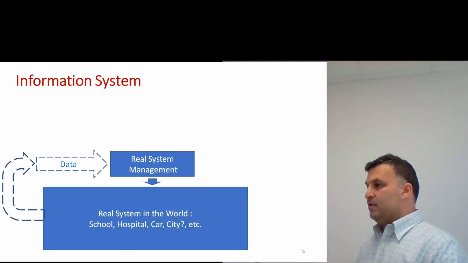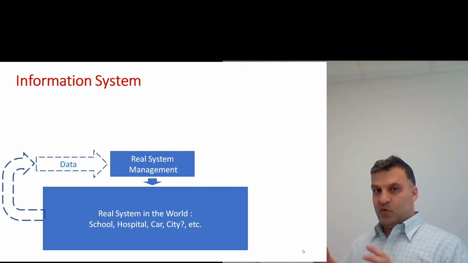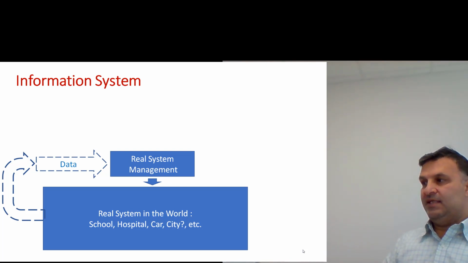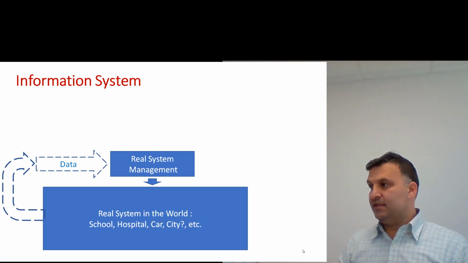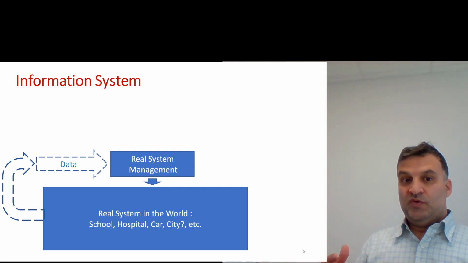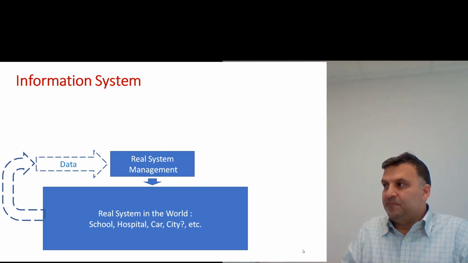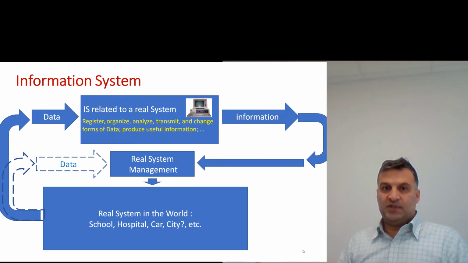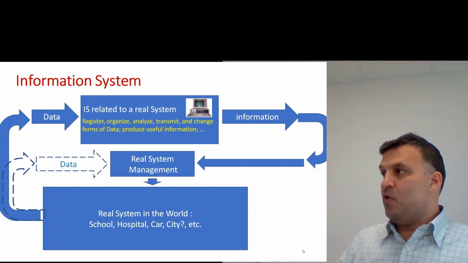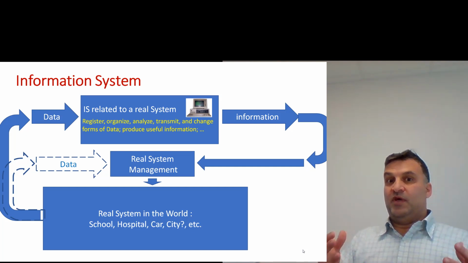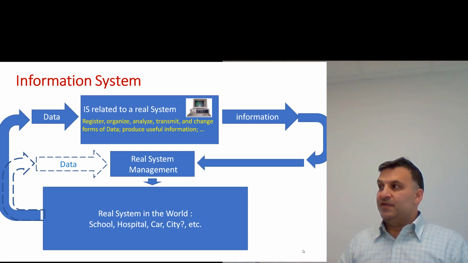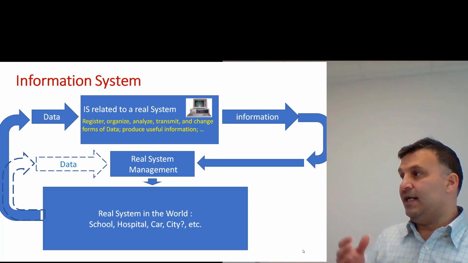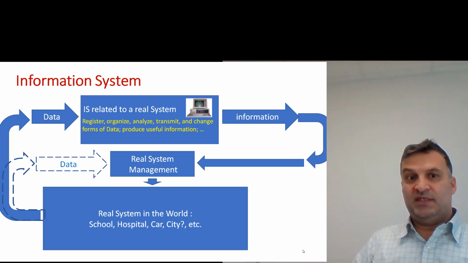We will remember together what an information system is. We have a system, a real organization: a city, a school, a hospital, etc. There are managers of this system. When we manage a system, we use data to understand what happened in the system. With the development of technology, we started to use computers, so the information system became more complex. There are a lot of technologies that we can use to manage the system using an information system. So an information system can register, organize, analyze, and transmit the data, etc.